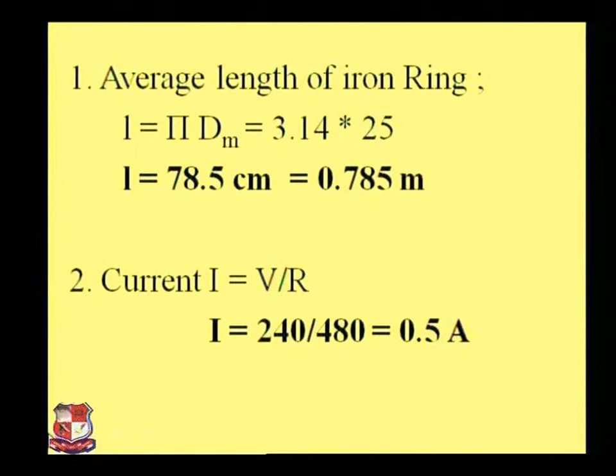So now, using all the parameters, first of all find out the average length of the iron ring. The equation for the average length: L equals pi into Dm. The value of pi is 3.14. You can put the value of pi, 3.14, into 25 Dm, which is already given. So we get that L equals 78.5 centimeter, and in meter form it is 0.785. Now the current I equals V by R. By using Ohm's law, we can find out the current passing through the device. I equals V, given as 240, and R is 480. So ultimately 0.5 ampere current passes through the circuit.